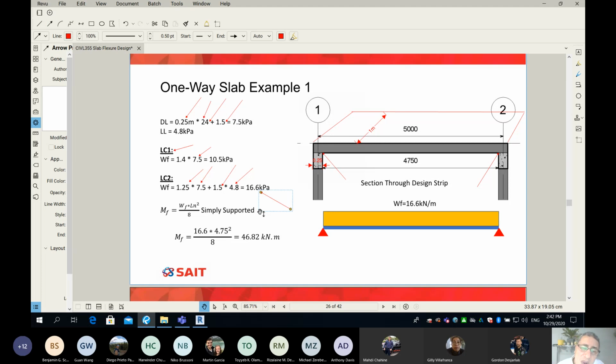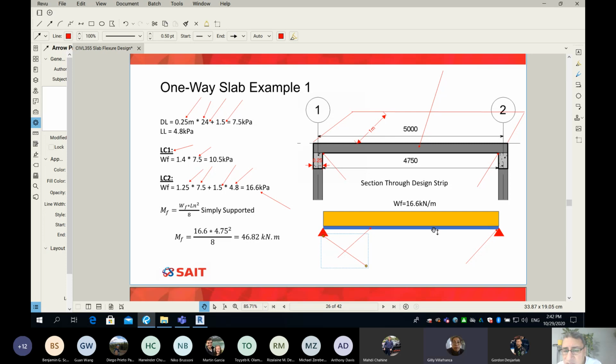Now, how can I find the moment? Very simple. Guys, always don't forget, please turn and show me what the free body diagram is. This is an actual section through my design strip. But what's the free body diagram? It shows only the center line. Here is one support, which is the beam. Here is one support, which is the beam. And as Michael said, my design strip is simply supported.